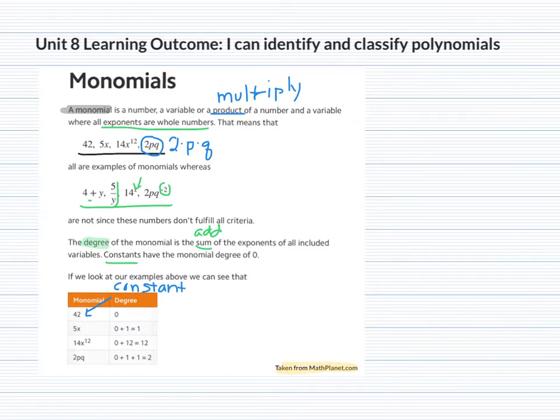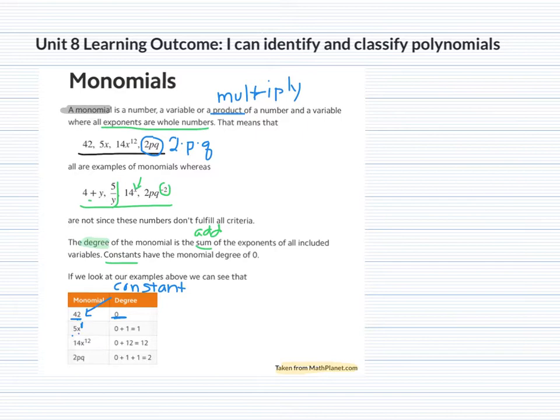By the way, I hope you are taking time to pause and write all this down and rewatch parts that you need to, because that's really important. Okay, so this is a constant 42 because it's just a number by itself. Since there's no variable, we would say the degree is 0. Here, 5x, okay, well, 5 has a degree of 0, x has a degree of 1, so the degree of that monomial is 1.